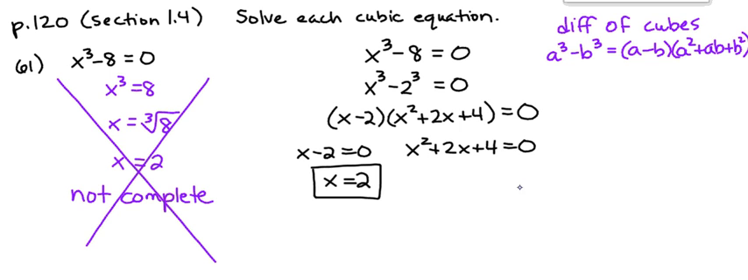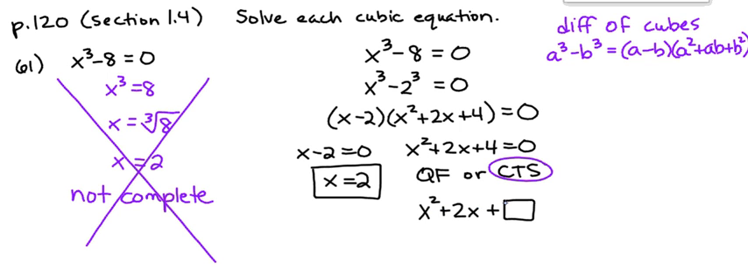This is not factorable. So we have a choice. We can use the quadratic formula or completing the square. Either one will be fine. I'm going to use completing the square just for fun. So we have x squared plus 2x plus something makes a perfect trinomial square. I'm going to subtract the 4 from both sides. And then, of course, whatever I add to complete the square on the left, I need to add that same number to the right. So the number that completes the square is 1. We add 1 to the left, we add 1 to the right.